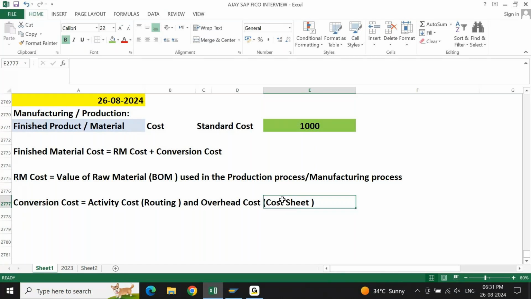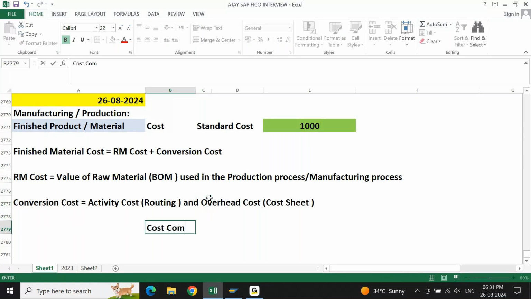Now, this is the 1000 that I got. This 1000 is giving me a breakup of RM cost, activity cost, and overhead cost. How do I get the further breakup of material cost, further breakup of activity cost, further breakup of overhead cost? What is that called? Cost component structure. It is called the cost component structure.